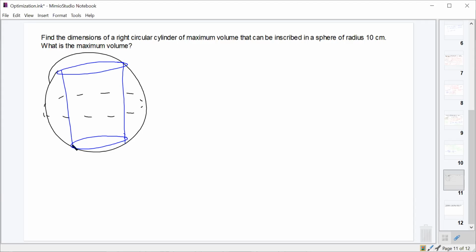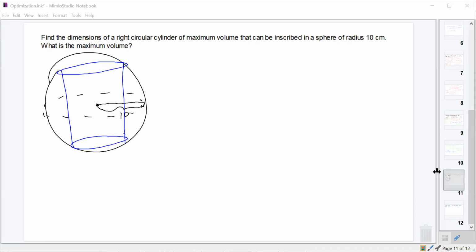I know my picture is not perfect, but these should be lined up perfectly so that the sphere and the edge of the cylinder are touching in all these places. Everybody good with the picture so far? Great. Okay. We're only given one piece of information other than this, that the radius of the sphere itself is 10 centimeters. And we want to find the maximum volume of the cylinder.